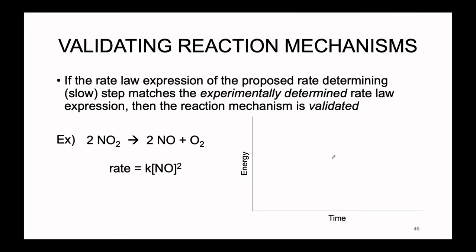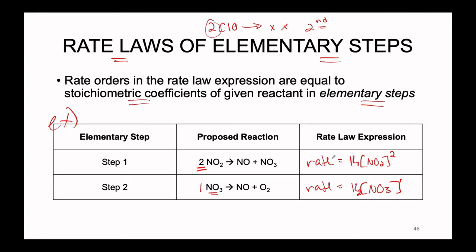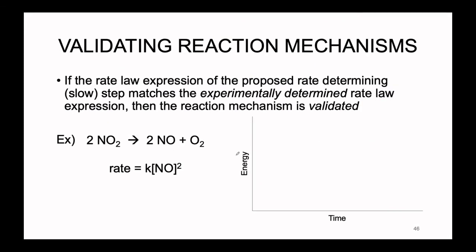So what I mean here is that if we want to validate a reaction mechanism, in other words, how do we know that this proposed mechanism, this theoretical mechanism, is true? Well, I did say that there is experimental evidence for this, and so here's how we can validate this type of reaction mechanism. If the rate law expression of your proposed rate determining or slow step matches an experimentally determined rate law expression, then you have a good to go reaction mechanism.